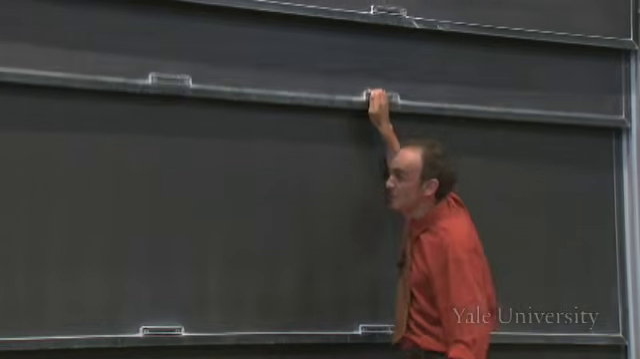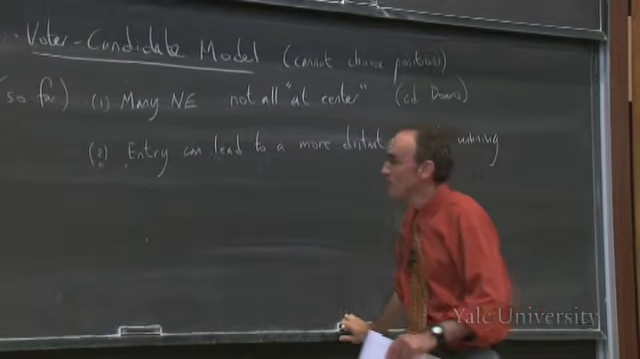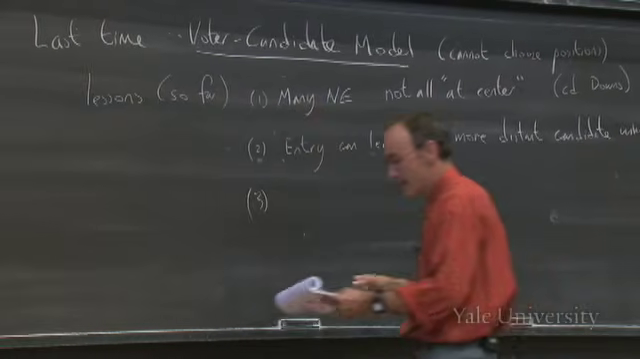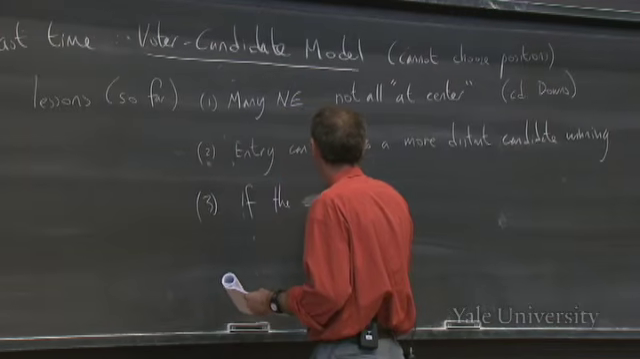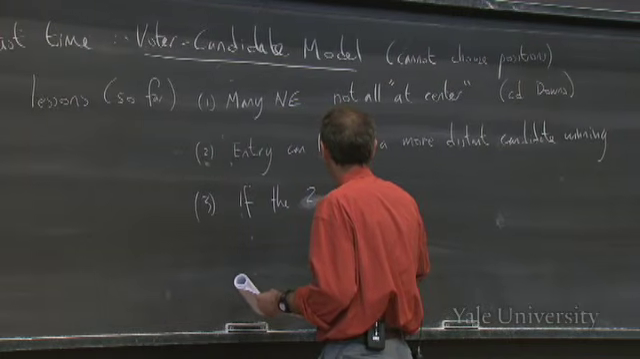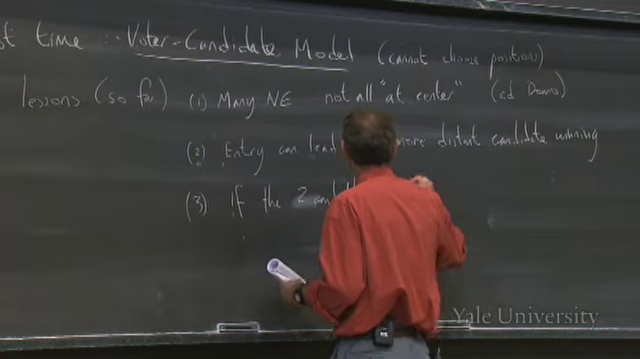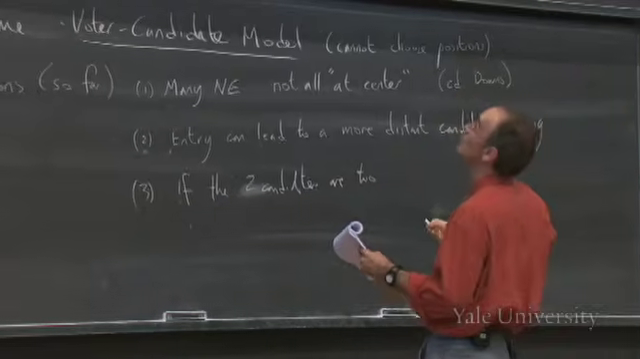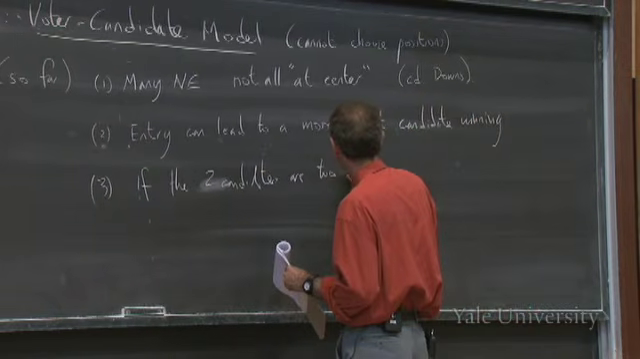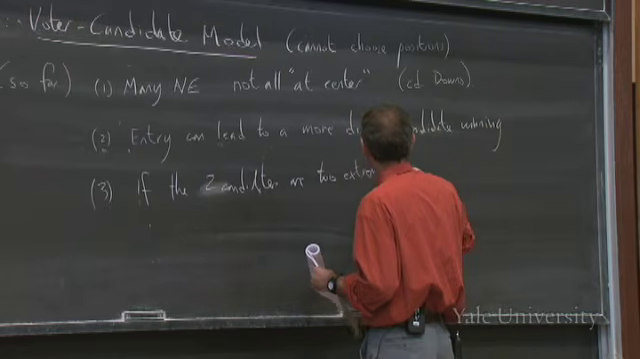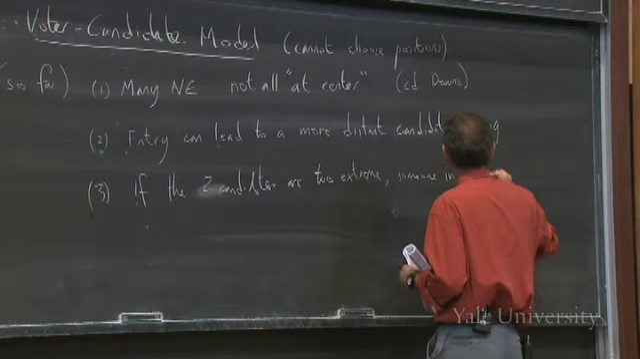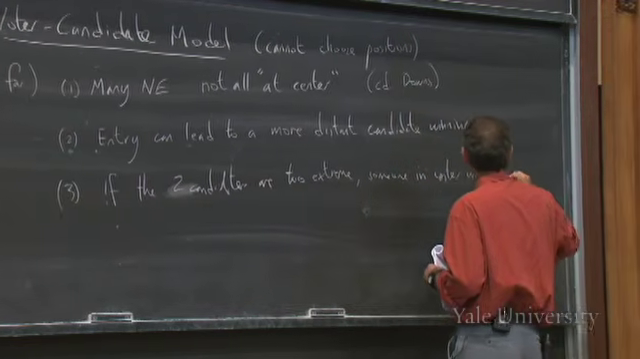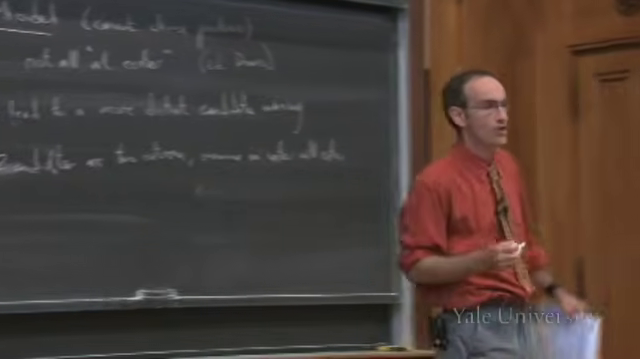But coming back to our lessons, which I guess is what we care about, the third lesson here is if the two candidates are too extreme, where too extreme in this model meant less than a sixth and more than 5/6, someone in the center will enter.